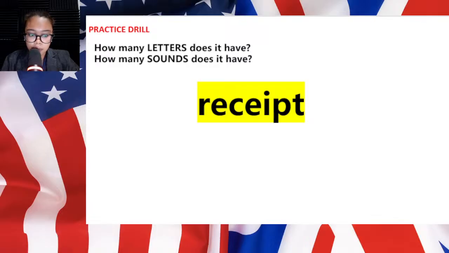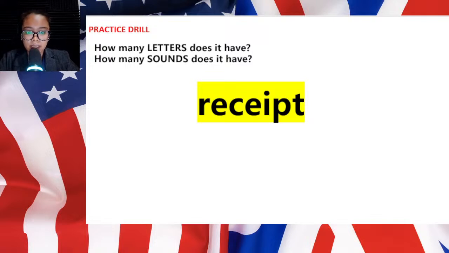Okay, time's up, everybody. Great effort on tackling receipt. This word is truly a fantastic final example for our session, as it brings together several of the key concepts that we've discussed about the fascinating and sometimes tricky relationship between English spelling and sounds. It really highlights why practice like this is so valuable.